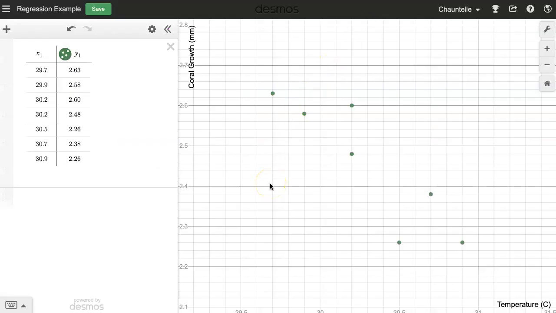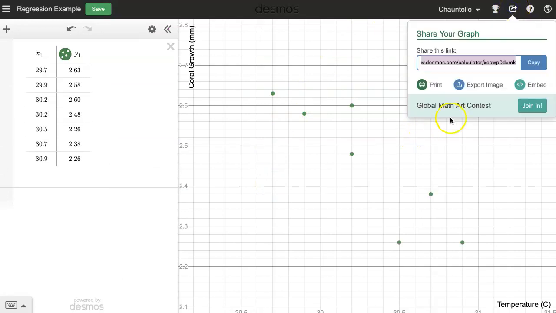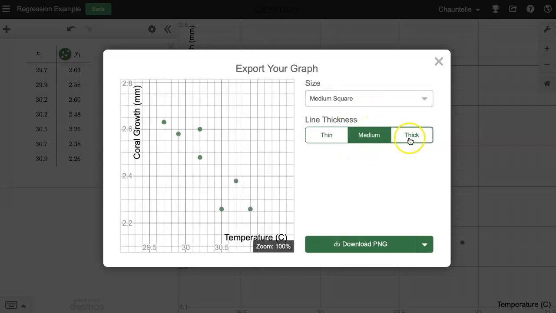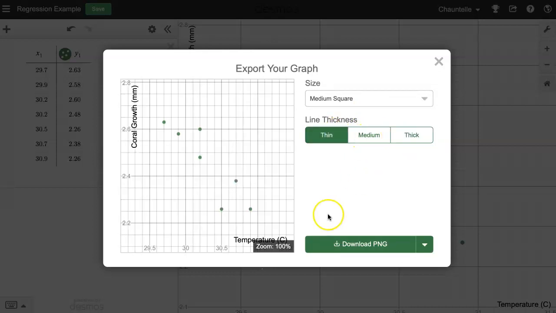There's a couple different ways to do this. One way is to click on Share Graph. Okay, so we're going to share the graph and we're going to export image. So instead of copying the link or printing or embedding, we just export the image. If you've done this correctly, it should show the axes labels here. So they're both there, and it should have all the numbers there. I usually just do medium square. You can change your line thickness, but that's more for if you're putting it up on an overhead or something.